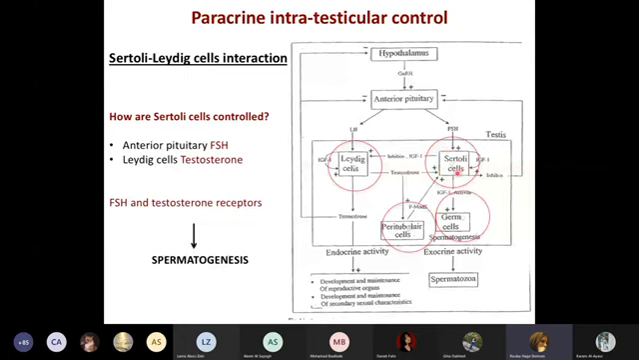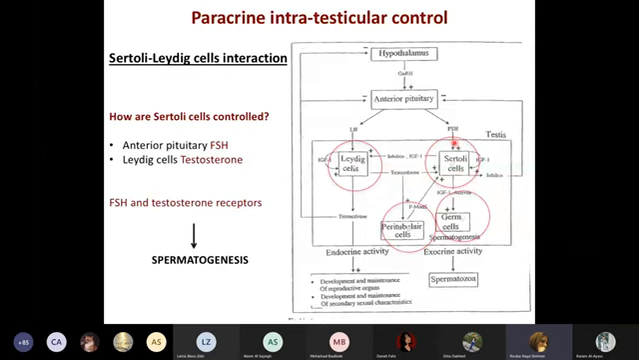How are Sertoli cells controlled? Are they controlled by molecules from Leydig cells, or from the pituitary? Actually, it's both. They are controlled by the FSH, which is released by the anterior pituitary, and by testosterone that is given to it from the Leydig cells. Therefore, for the Sertoli cell to be able to respond to these two molecules, first it has a cell surface receptor that allows it to respond to the FSH secreted by the anterior pituitary, and an intracellular receptor that is ready to bind to testosterone secreted by the Leydig cells.